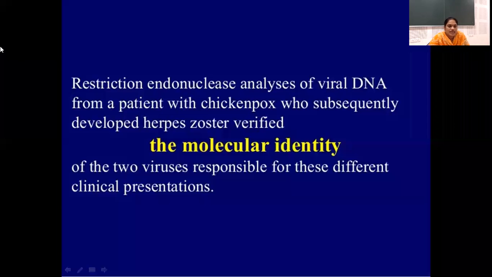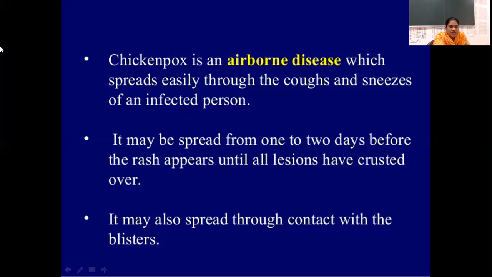Restriction endonuclease analysis of the viral DNA from the patient with chickenpox who subsequently developed herpes zoster verified the molecular identity of the two viruses responsible for the two different clinical presentations. Chickenpox is an airborne disease that easily spreads through coughing and sneezing of the infected person. It may spread from 1 to 2 days before the rash appears and until all the lesions are crusted over. It may also spread through contact with the blisters.